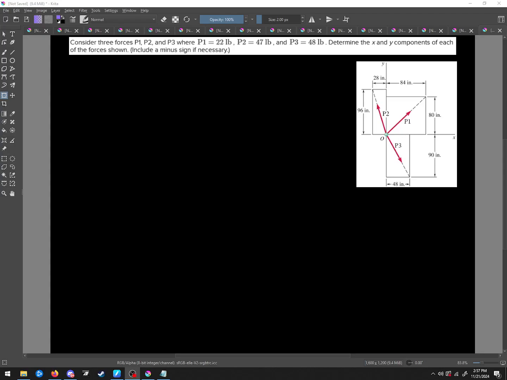So we're asked now, considering the forces P1, P2, P3, determine the x and y components of each force. So this overall seems simple enough. We just need to know, I guess, basic trig. Let's see, we're gonna have to do sine. The sine is going to be vertical, and a cosine is going to be the horizontal.